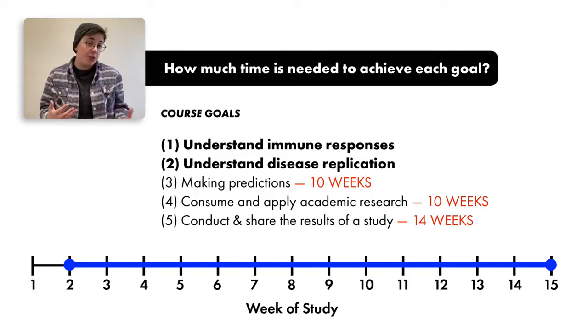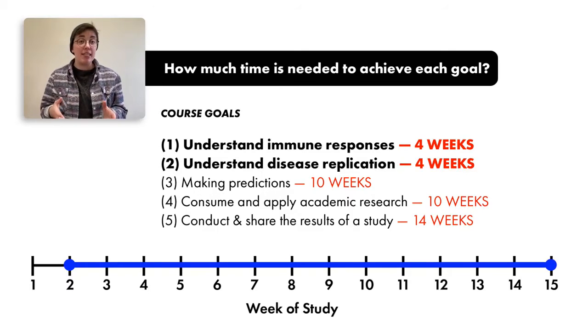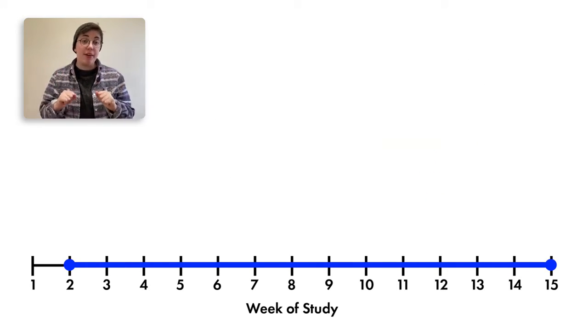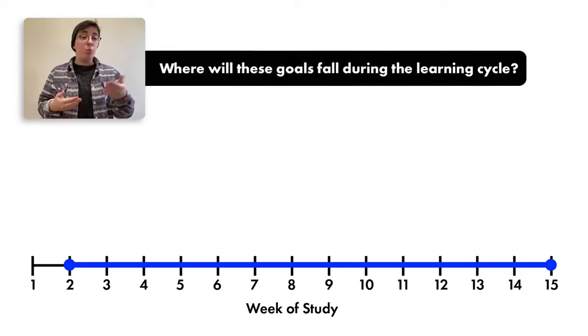And because this is a junior level course, I can see both taking about maybe 4 weeks to fully grasp. Excellent. So now that I have a better idea of how much time I would need to dedicate to each goal, it's time to consider where these goals would fall throughout the learning cycle.